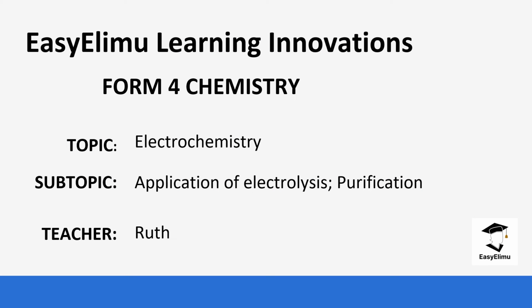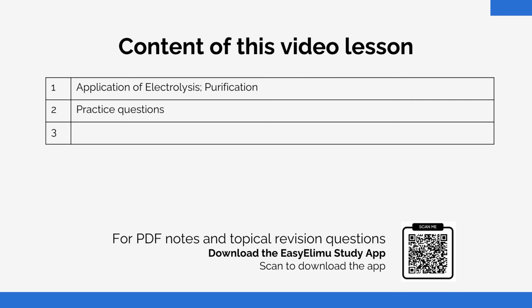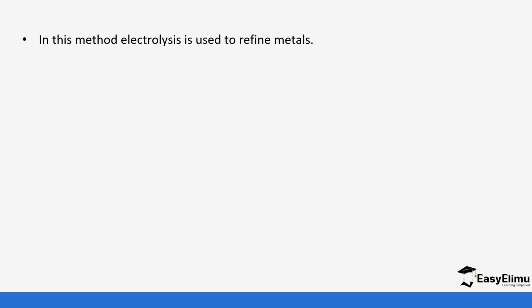My name is Ruth, and today we are looking at electrochemistry, and we are still on the application of electrolysis. So today we are going to look at the purification. We talked about electroplating before and we saw how electroplating occurs. Today we'll see how purification of metals occurs, and then we'll do some sample questions.